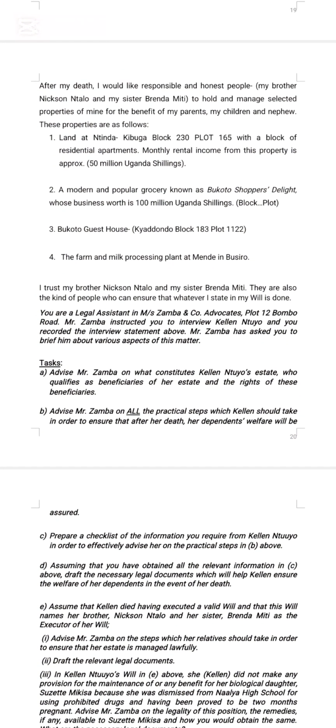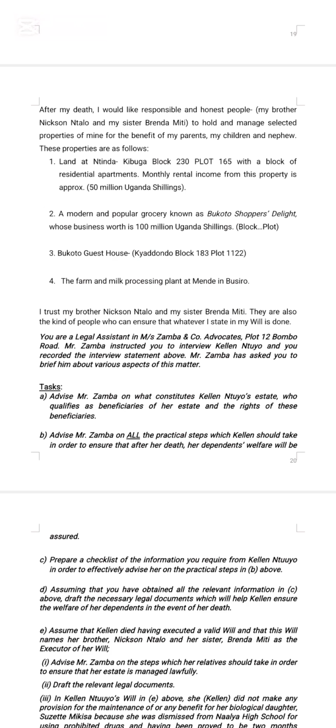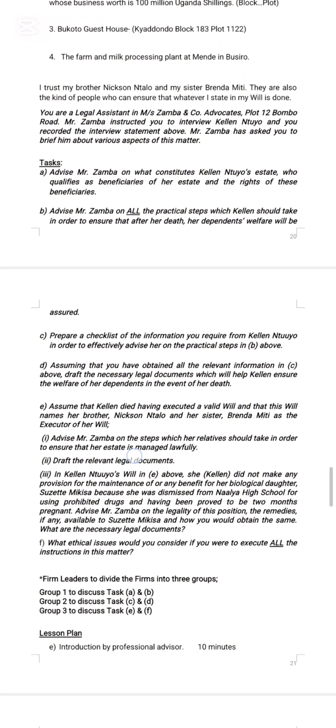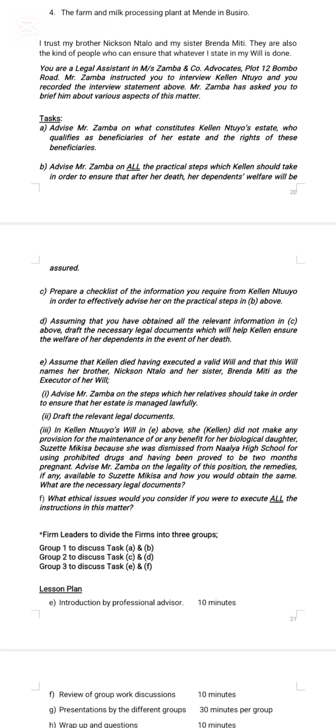So basically, you can see in the last part here we can create a trust, and for the first properties we can create a will. Here they are saying: advise Mr. Zamba on what constitutes Karen Ntuyo's estate. So when you're advising on what constitutes the estate, you look at only property that belongs to the deceased. You don't look at matrimonial property, you don't look at jointly owned property, you don't look at property owned by a company, but you look at only her property.